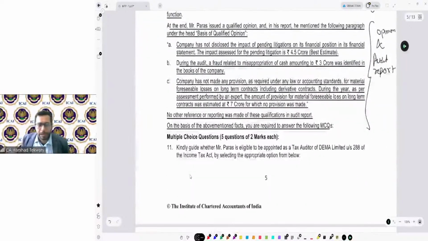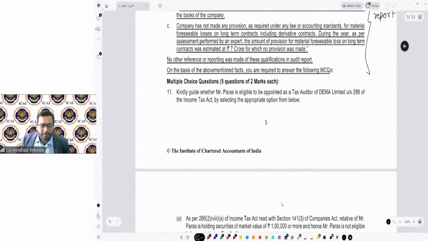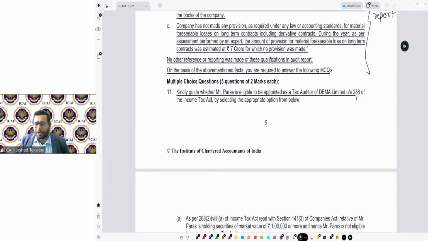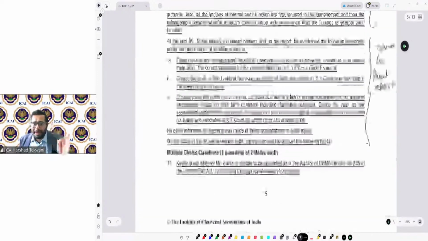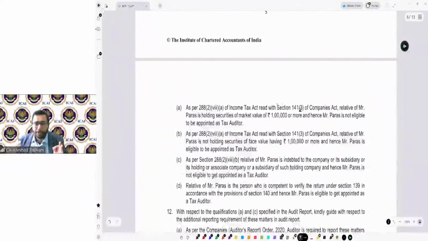Okay. Now let us see the first question. First question is, kindly guide whether Mr. Paras is eligible to be appointed as the tax auditor of this particular limited under section 288 of the Income Tax Act by selecting the appropriate option from below. Read the options always. Do not directly jump to the paragraph. Read the options and then jump to a paragraph. It might give you a clue where you need to look, just like the small company case.